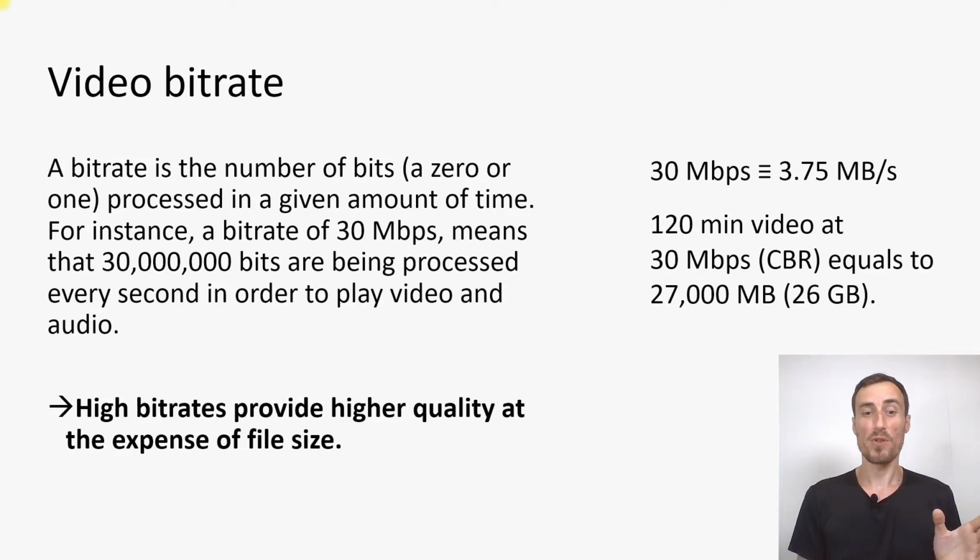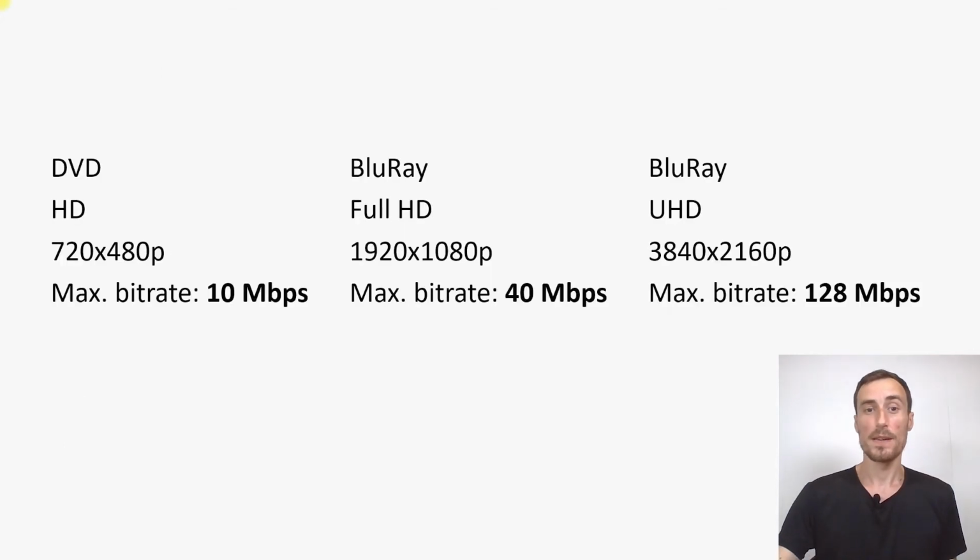So high bitrates provide higher quality at the expense of file size. 30 megabits sounds already quite a lot because it's 26 gigabytes. And we can compare this, for example, with DVDs, and Blu-rays in Full HD and also UHD. A DVD has a maximum bitrate of 10 megabits per second. So you can kind of compare the quality.